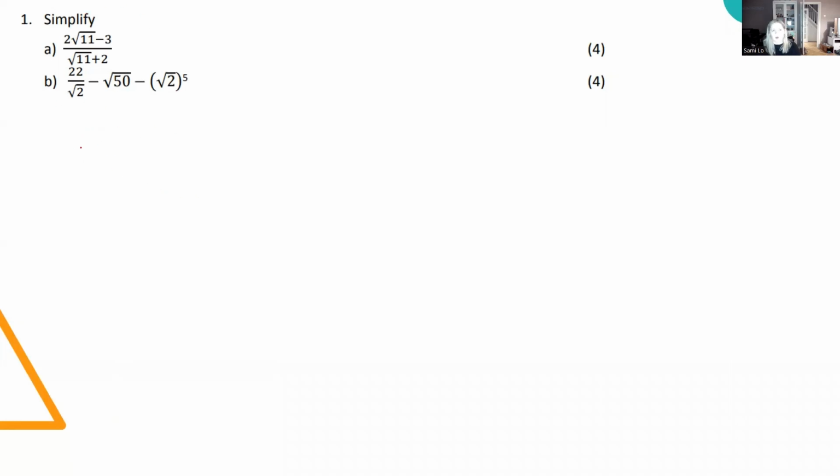First question, when it says simplifying, we're actually going to be rationalising the denominator. So the fact is that we shouldn't have any surds on the bottom. If you still have a surd on the bottom, you've rationalised wrong. That means that you probably haven't changed the sign, so just be aware of that.